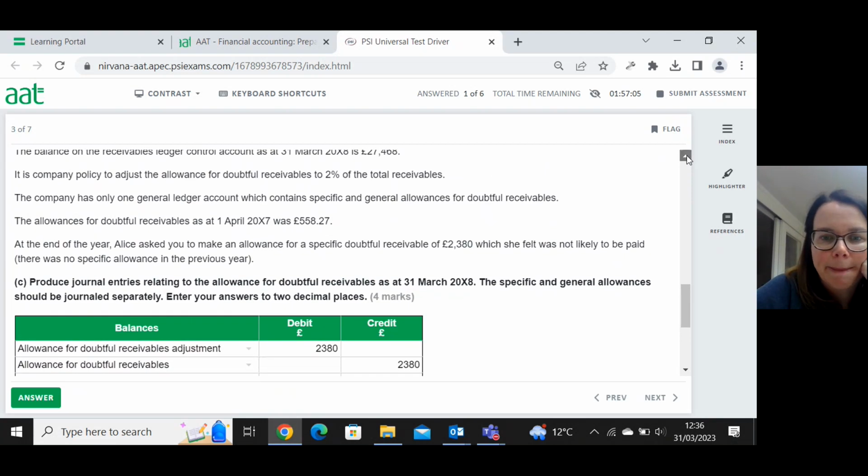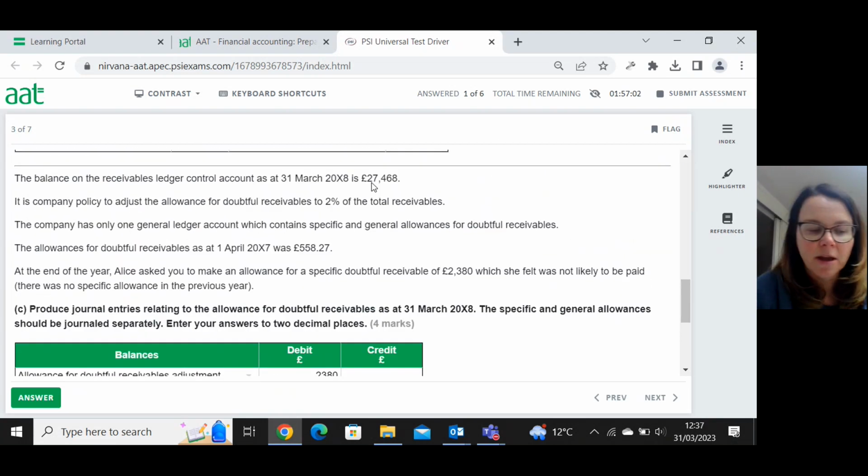Right, so what we need to do then is we start with the 27,468. We subtract that specific allowance that we've just adjusted for, because what we don't want to do is allow for it in total and then allow for another 2% of it. So we take off that 2,380 from the 27,468. So I've got 25,088. I then find out what 2% of that is, which is £501.76. So that's what I want my general allowance to be.